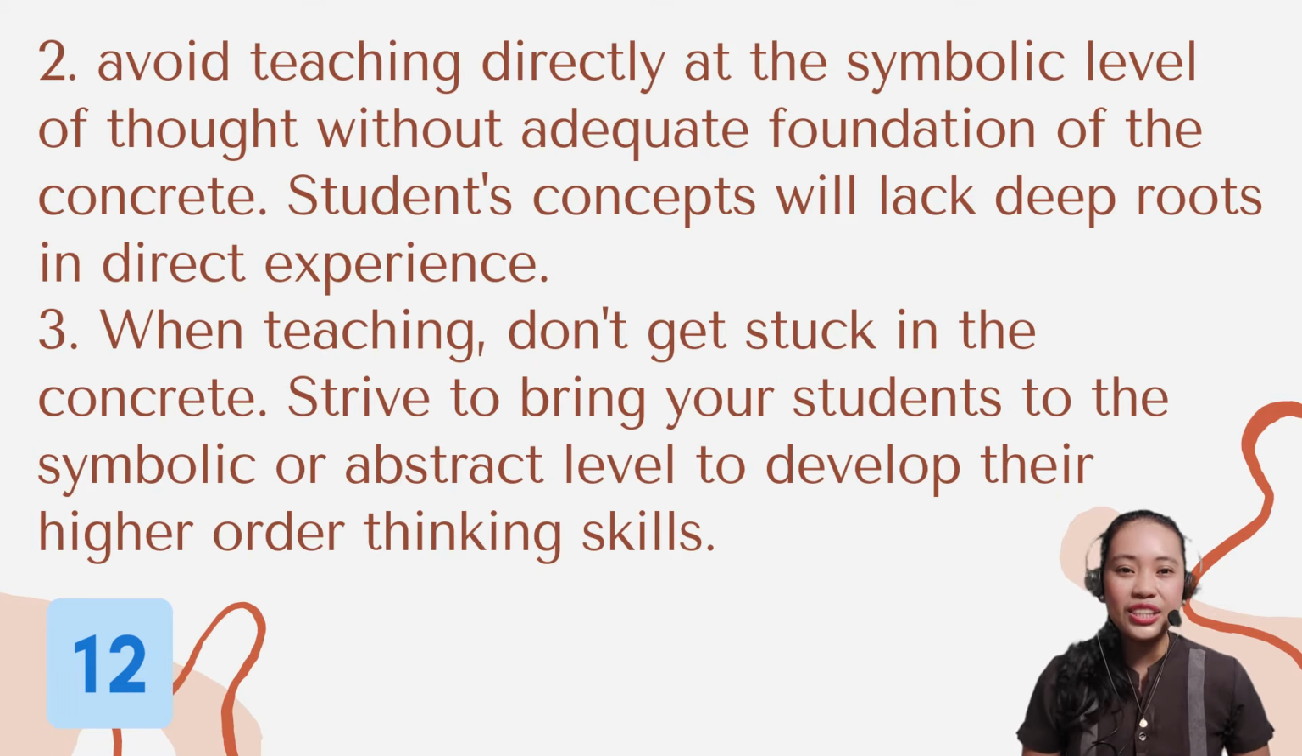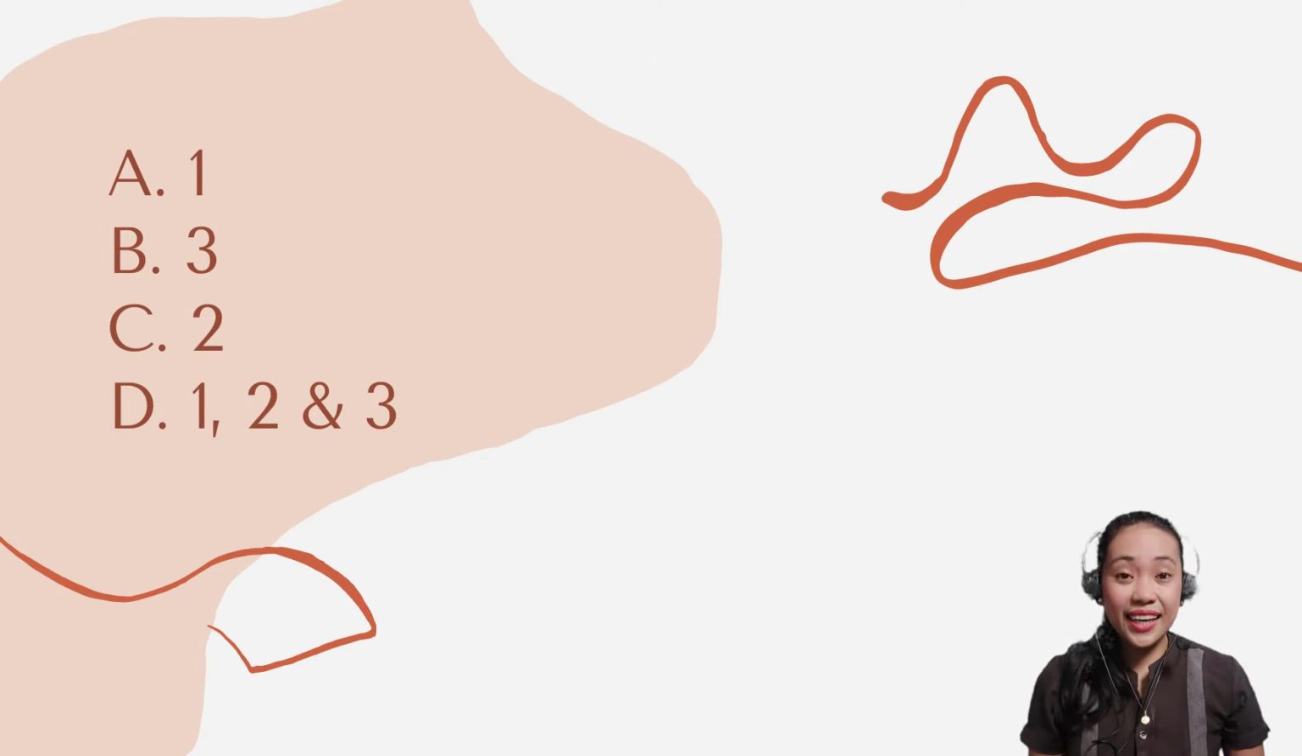Number 2, avoid teaching directly at the symbolic level of thought without adequate foundation of the concrete. Students' concepts will lack deep roots in direct experience. Number 3, when teaching, don't get stuck in the concrete. Strive to bring your students to the symbolic or abstract level to develop their higher order thinking skills. The choices are letter A, number 1, letter B, number 3, letter C, number 2, or letter D, 1, 2, and 3.